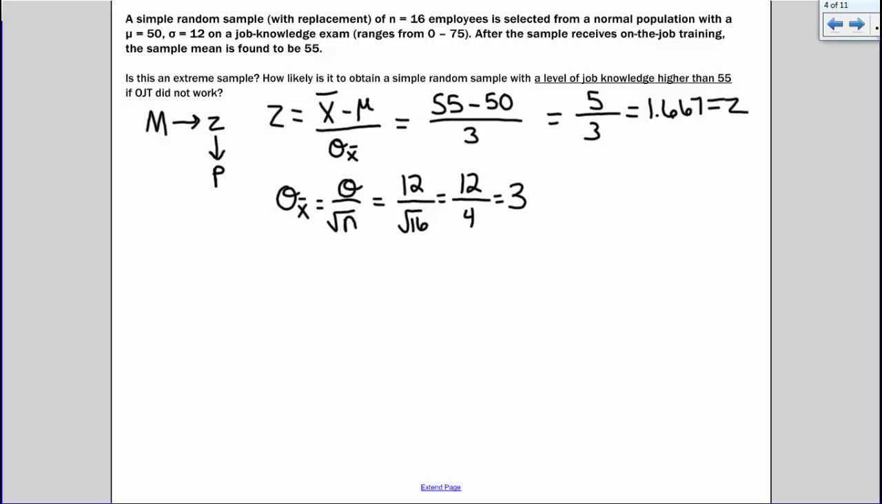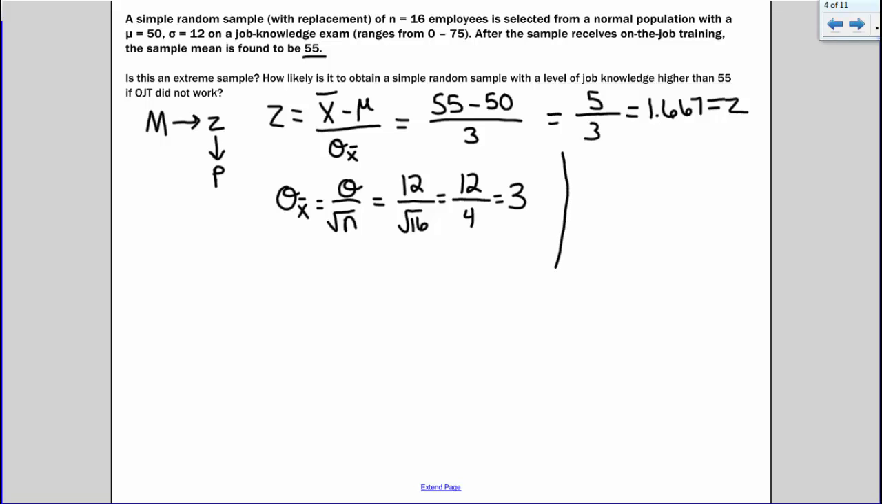So I'm looking at this and I say, well, it's not quite a 2. So we wouldn't really call it extreme. So I wouldn't be really confident that the reason that we got this sample mean of 55 is because on-the-job training worked, because it's just still too likely that we probably could have gotten this sample mean just randomly, even if on-the-job training had no effect.